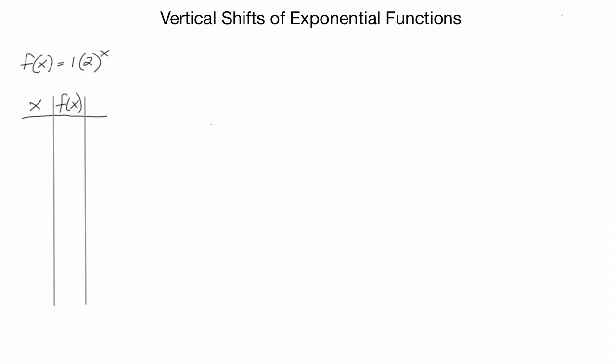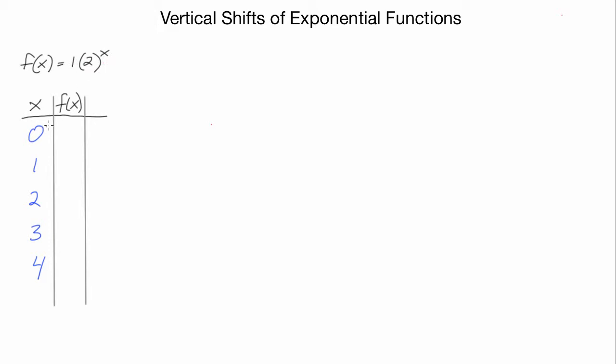So to start off, to understand vertical shifts, we're going to take a look at this function here: f of x equals 1 times 2 to the x power. It's a really simple one, but again, we're just trying to understand what's happening with the vertical shift. So let's pick some x values: 0, 1, 2, 3, and 4. And let's quickly calculate, when I put these x values in, what function values do I get back?